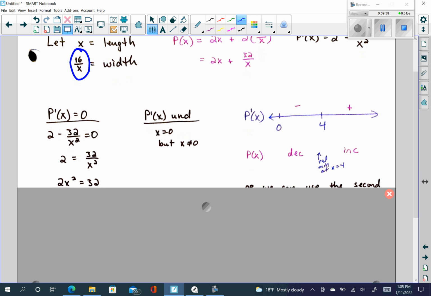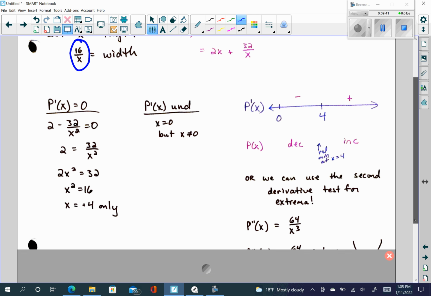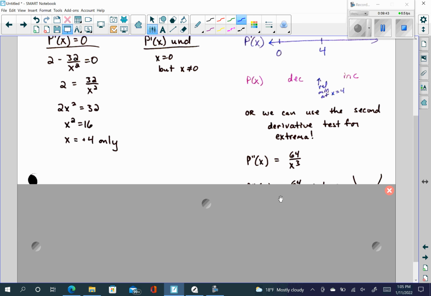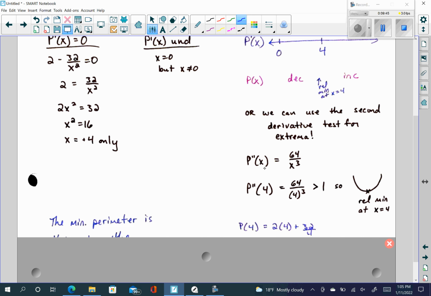So we could have done this, or what I was teaching you guys about the second derivative test for extrema, we could have found our second derivative, which just turns into 64 over x cubed, evaluated at x equals 4, see that it's positive, so we know that we would be concave up around x equals 4, therefore we'd have a relative min at x equals 4. So you don't have to do both, just one or the other will suffice.